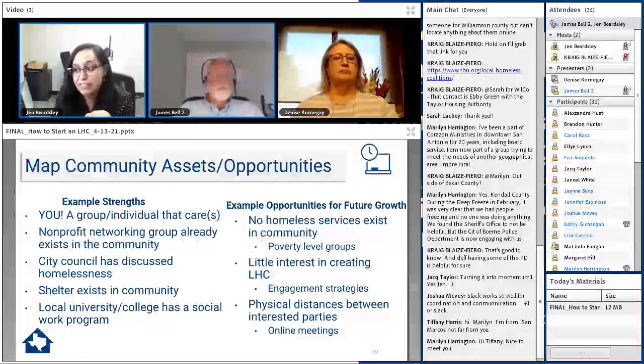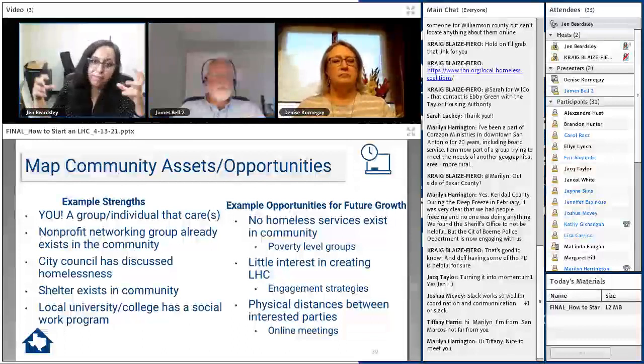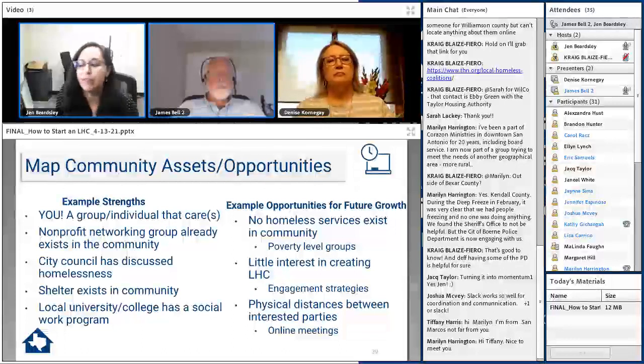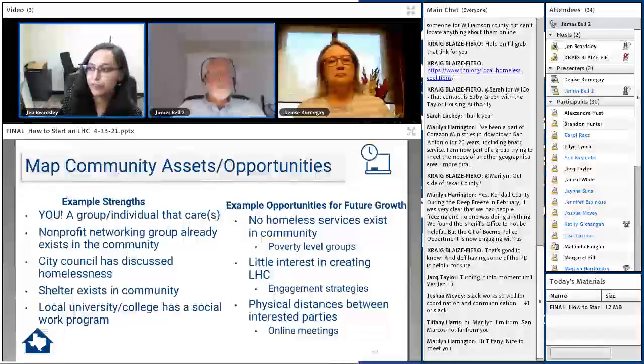Some of these can be resolved easily. Like if it will take someone an hour and a half to drive to a meeting, I highly recommend having online meetings. That's like the one good thing about COVID. People got more used to having online meetings. And you can generate interest in creating an LHC over time by building those relationships.